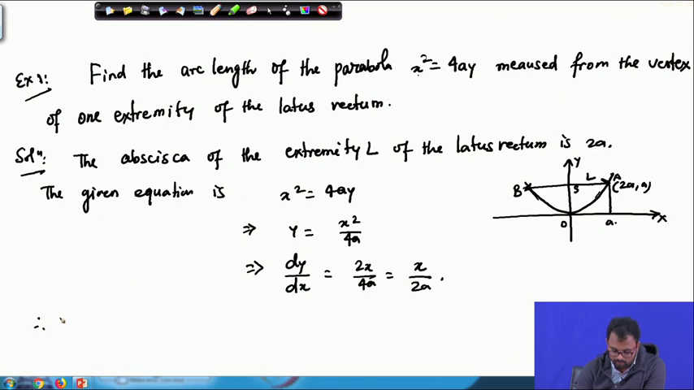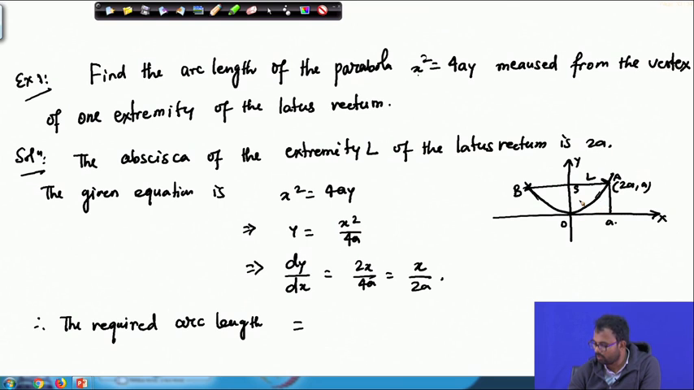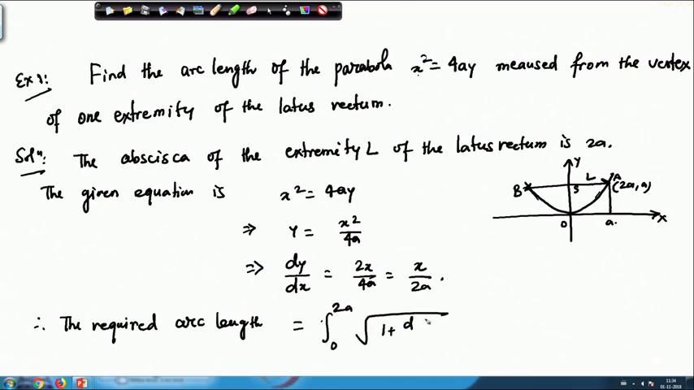So, the required arc length will be from 0 to 2a. So, integral from 0 to 2a of square root of 1 plus dy/dx squared dx, so this is basically 2a, that is a. So that is one extreme, and this is our arc length, measured from the vertex to one extremity. So, this is the whole latus rectum, and here we are measuring from the vertex to one extremity. So, that means we will calculate basically this arc length, all right. So, that is why we are integrating from 0 to 2a.